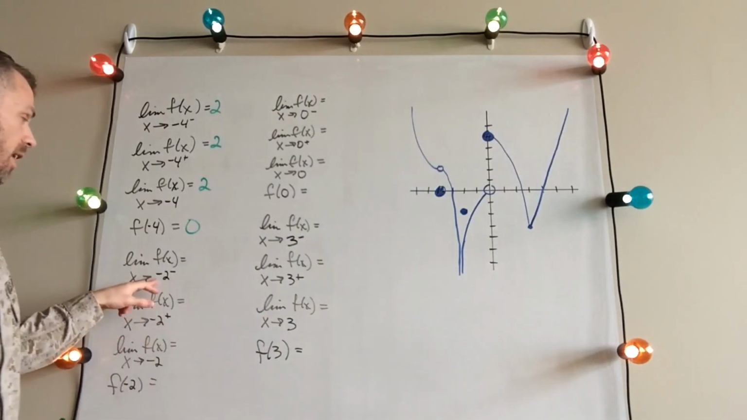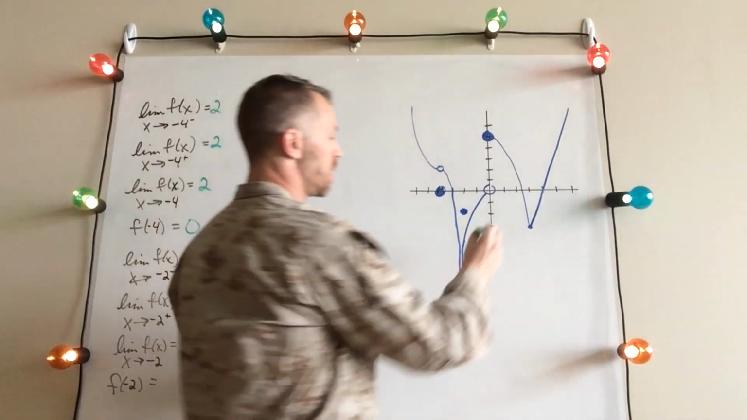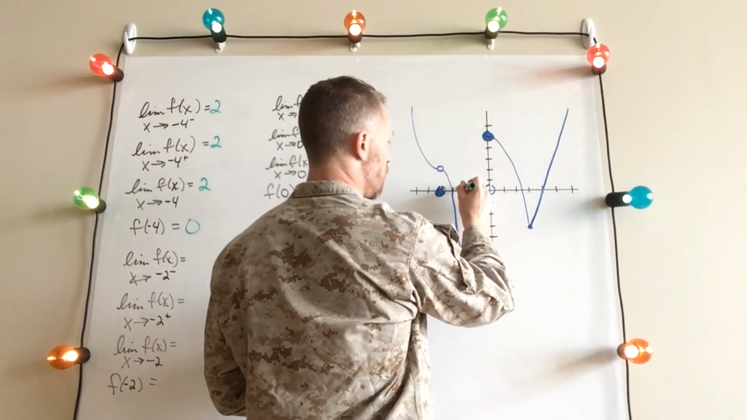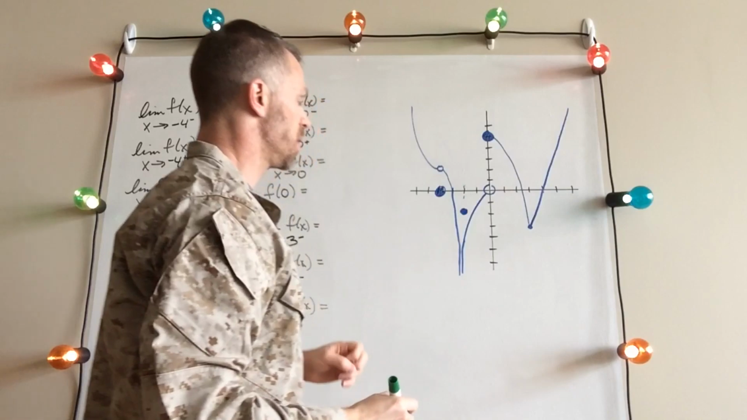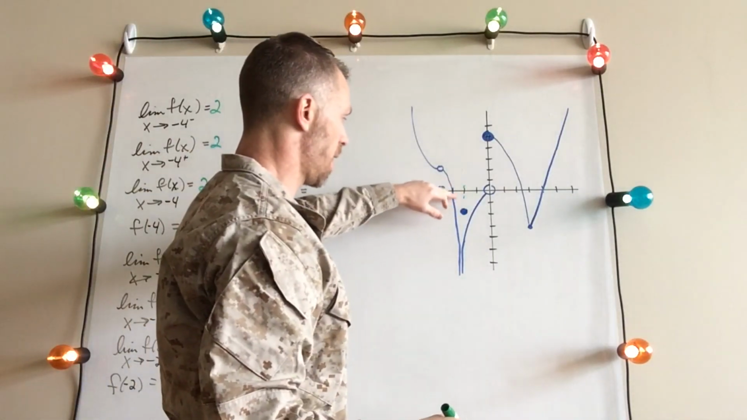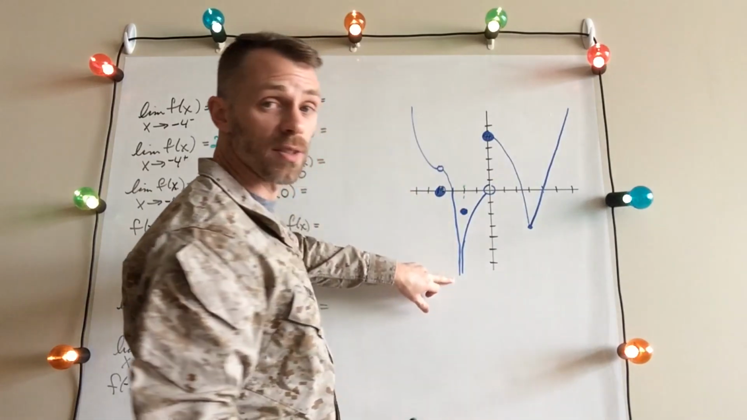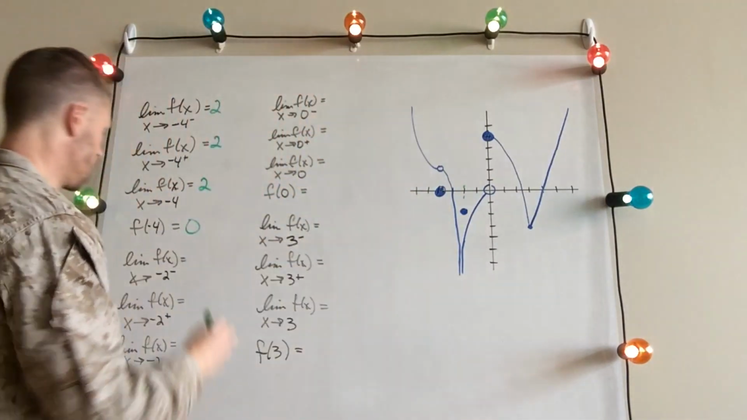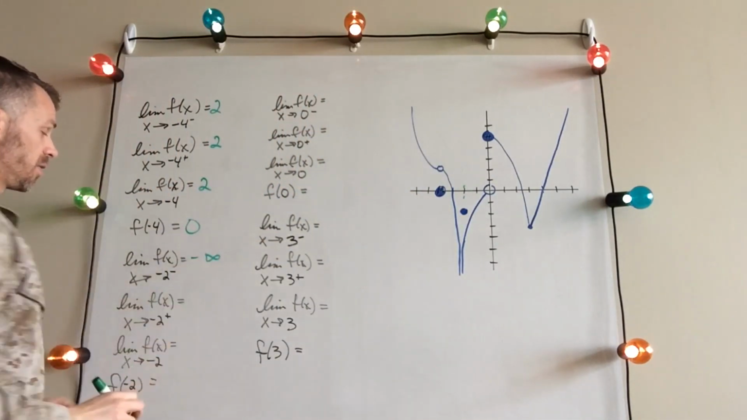Next, let's move along to -2. Here is x equals -2. We do the limit of f of x as x goes to -2 from the left. That means we're going all the way down here. Looks like we're not going to stop. So that limit's going to be -infinity.